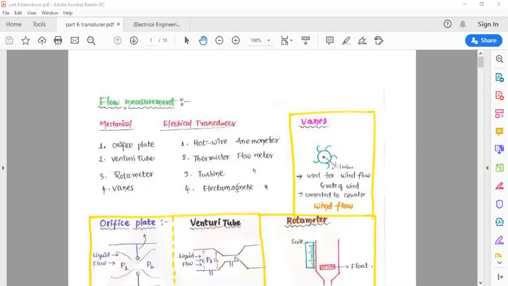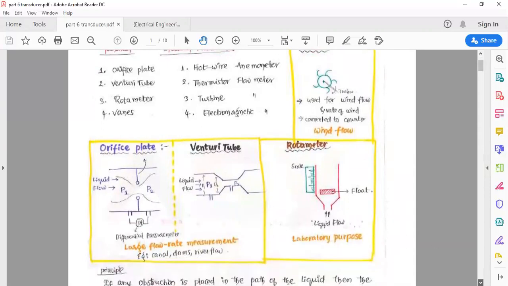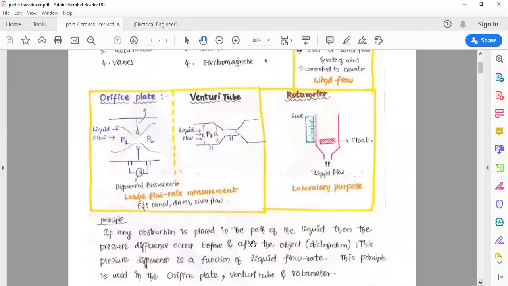Now, what is the basic principle of these mechanical transducers? The basic principle is if any obstruction is placed in the path of a liquid, then a pressure difference occurs before and after the object. This pressure difference is a function of liquid flow rate. This principle is used in orifice, Venturi tube, and rotameter mechanical devices to measure the flow. Orifice and Venturi tube are used for large flows like canals, dams, and rivers, and rotameter is generally used for laboratory purposes. So these are shown here.